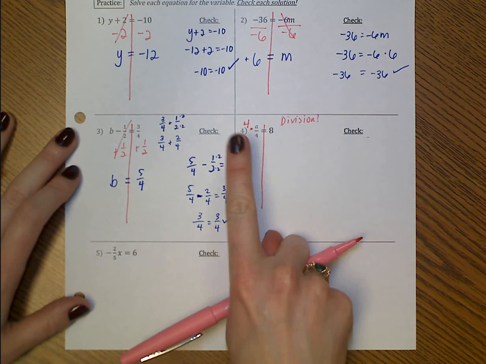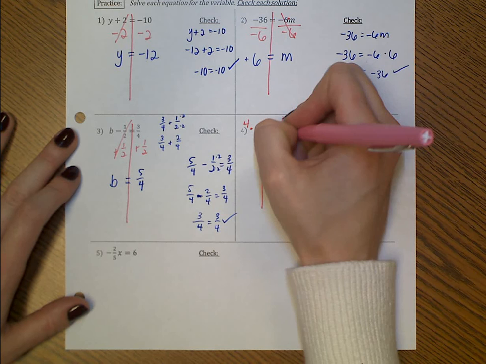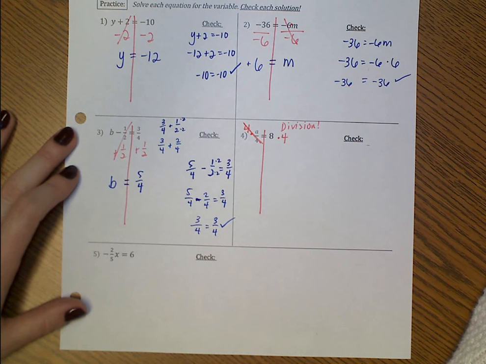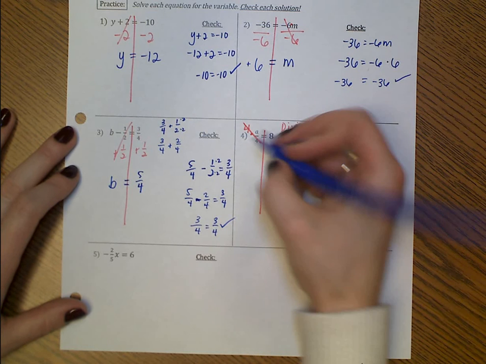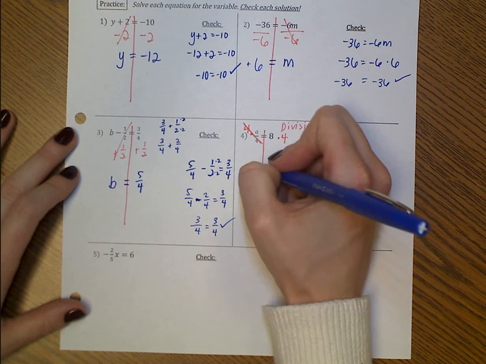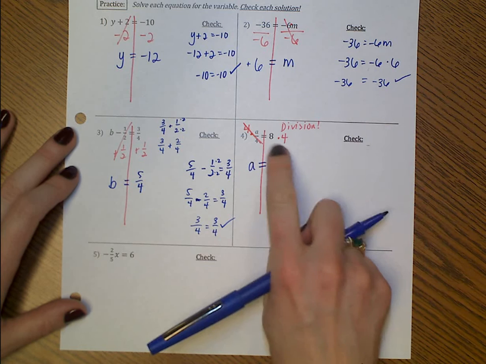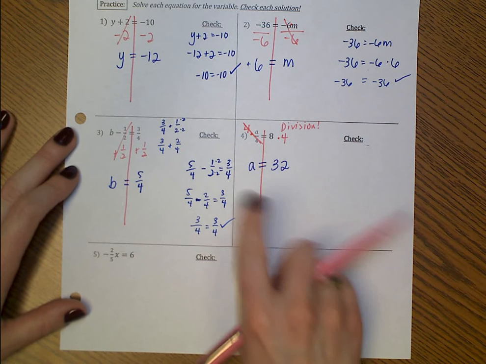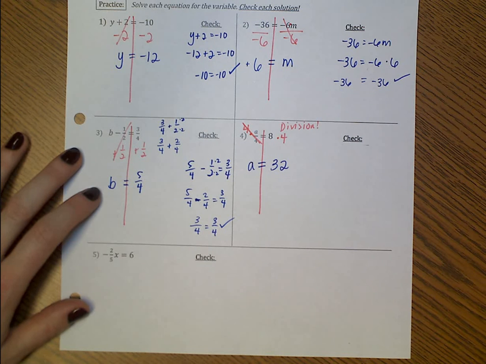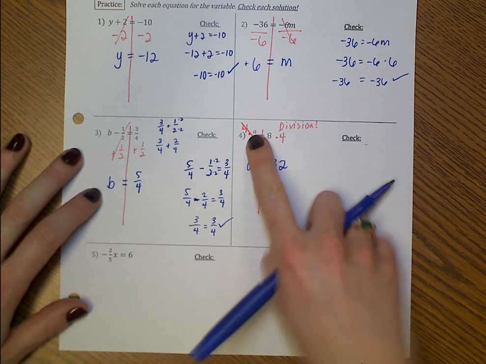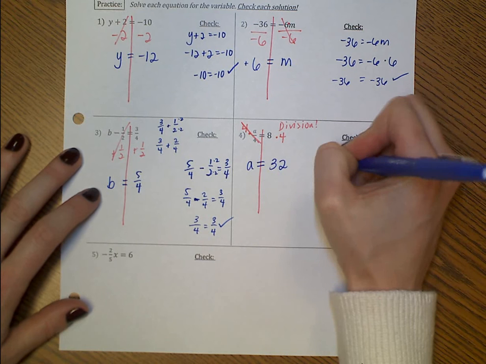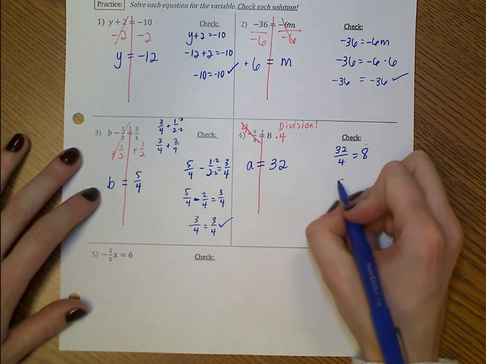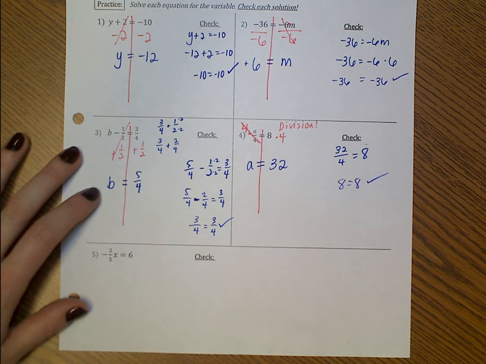Whatever I do on the left, I have to come over here and do that on the right. These 4's cancel. Okay, so I'm just left with A. Bring down my equals. 8 times 4, that's 32. A is now alone, so that means I can stop. And let's check our answers. Let's plug in 32 where A was. 32 divided by 4 is 8. Same on both sides, so I got it right.